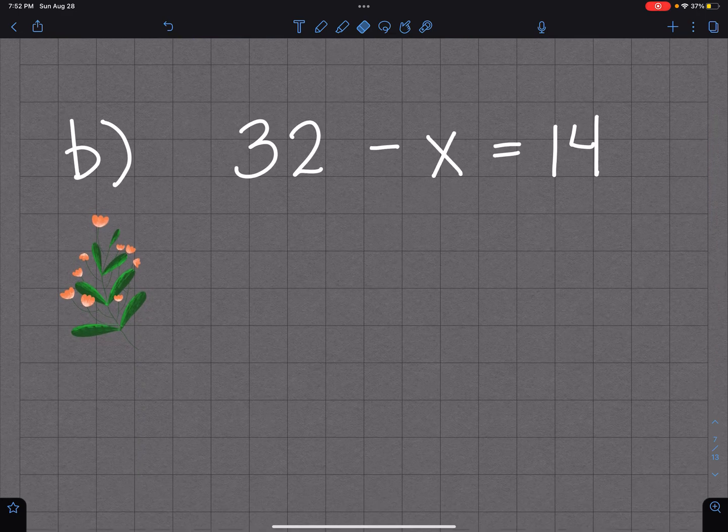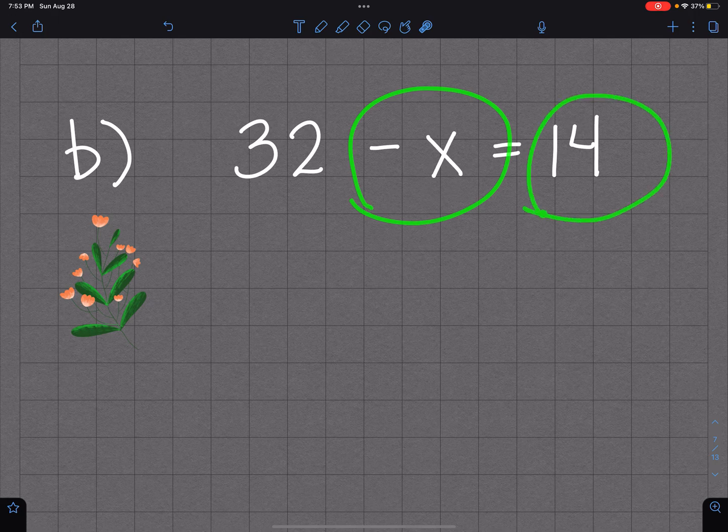32 minus x equals 14. Now, this one's a little trickier. The way that I do it, you could do it a couple ways. So the way that they explain it in the book, it says to find a subtrahend, which is what this is, then you subtract the difference, which is this, from the minuend. So you do 32 minus 14 to get this answer.